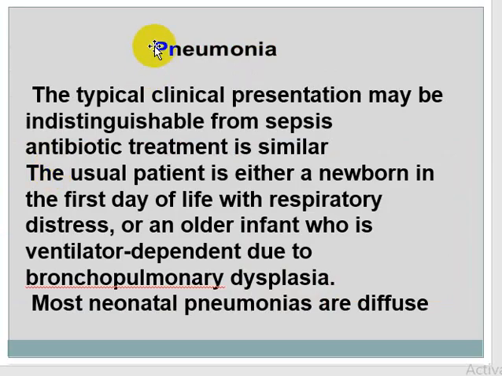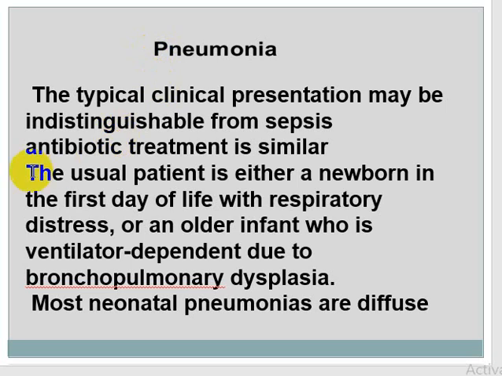One of the important types of infection in the neonate is pneumonia. The typical presentation is indistinguishable from sepsis. The infant presents with respiratory distress, tachypnea and dyspnea, and again this finding can be found in septicemia. And the antibiotics for this condition are similar to those used for sepsis.